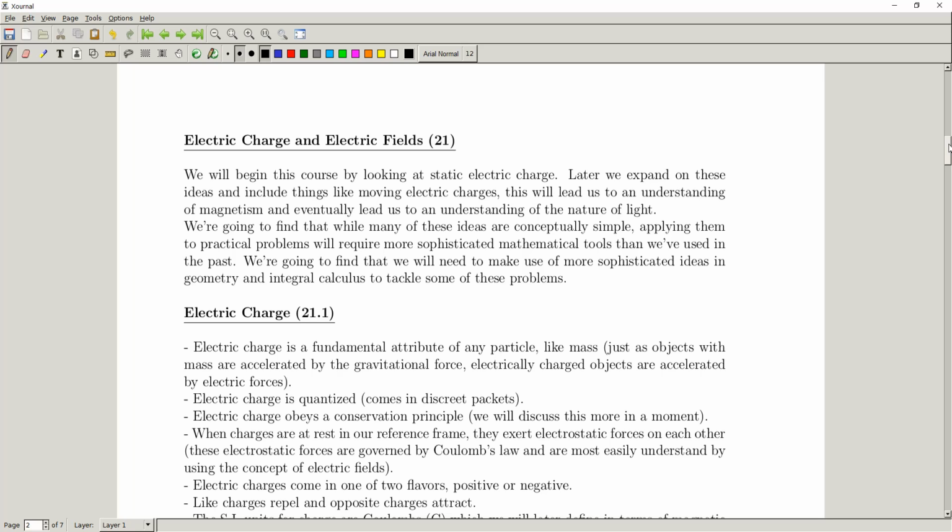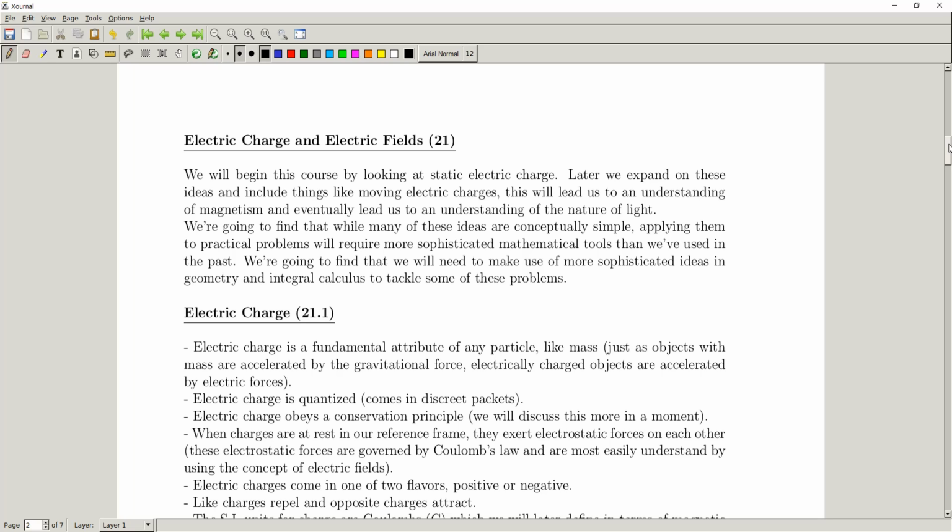And later on, we're going to include ideas like moving electric charge. We're going to see that this introduces a whole host of other interesting things that we can do with electric charges. This is going to lead us into an understanding of magnetism. And eventually, if we have time in the course, and I'm going to try to make sure that we do, this is going to lead us to an understanding of the nature of light, which is also quite interesting. Okay, so we're going to try to get to all of that.